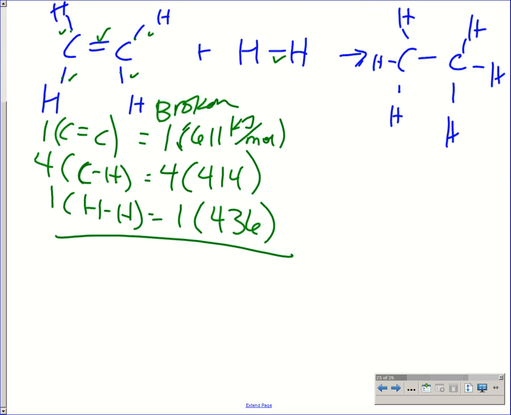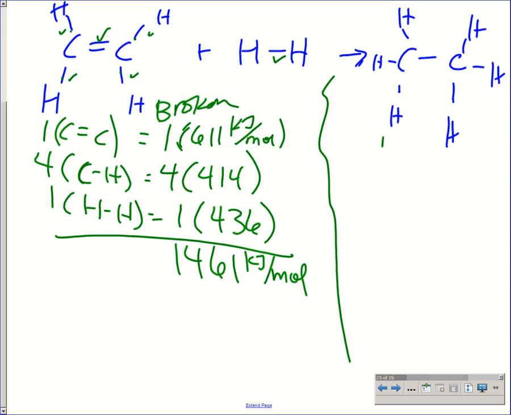I have this down for us someplace. Some big number. Someone has their calculator. What is it? 1461 kilojoules per mole. Okay, now let's do bonds formed.